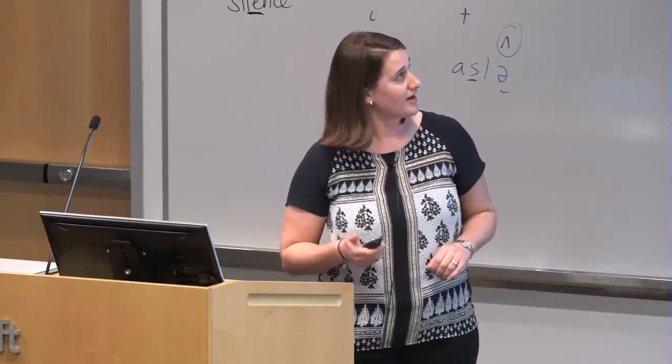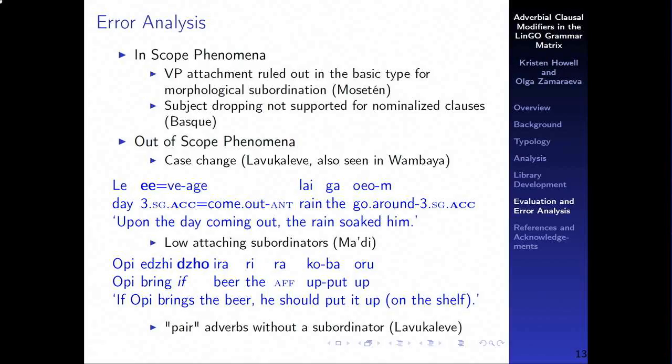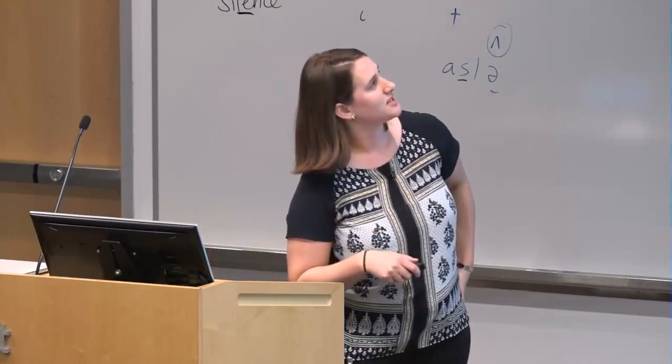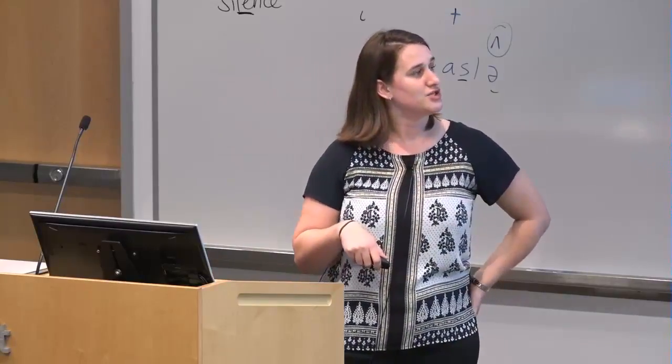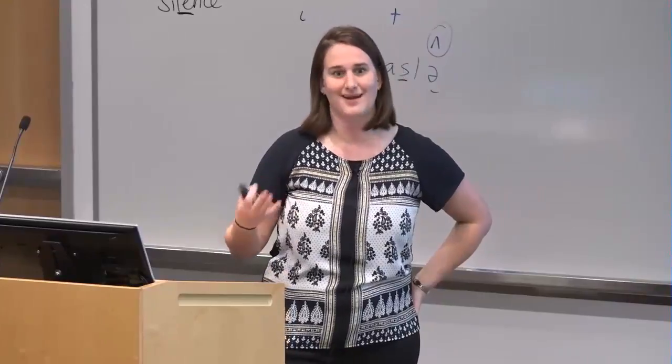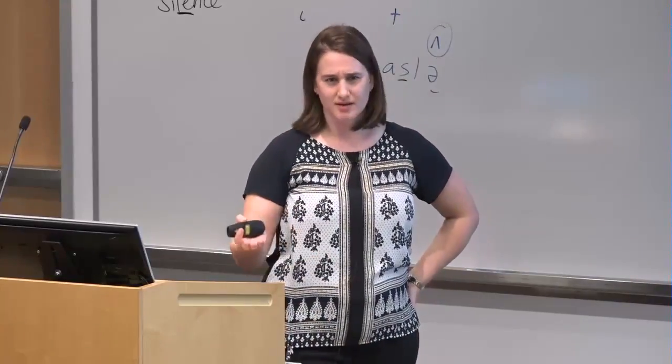As for our error analysis, this actually tells us quite a bit about the library and about the typology of clausal modifiers. So I've broken this into 2 categories, in-scope phenomena and out-of-scope phenomena. We had 1 sentence fail to parse in MOSA 10 due to a constraint in the supertype that shouldn't have been there, should have been added in the subtype. So that's a bug, and it's fixed.